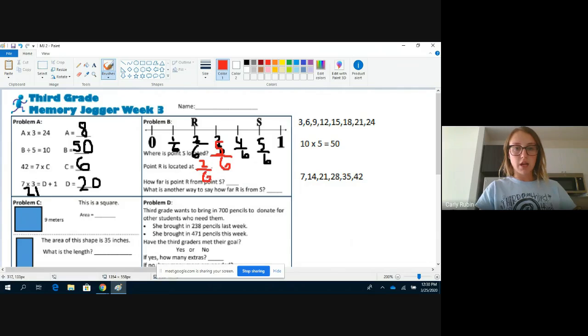And it wants to know how far is point R from S. So I just count how many chunks are in between there. 1, 2, 3. So that would be 3/6. And we know that 3/6 is also equivalent to halfway. You can tell 3/6 is halfway through the number line. 3/6 is equivalent to 1/2. All right, check your work for that one. Make sure you got it correct.